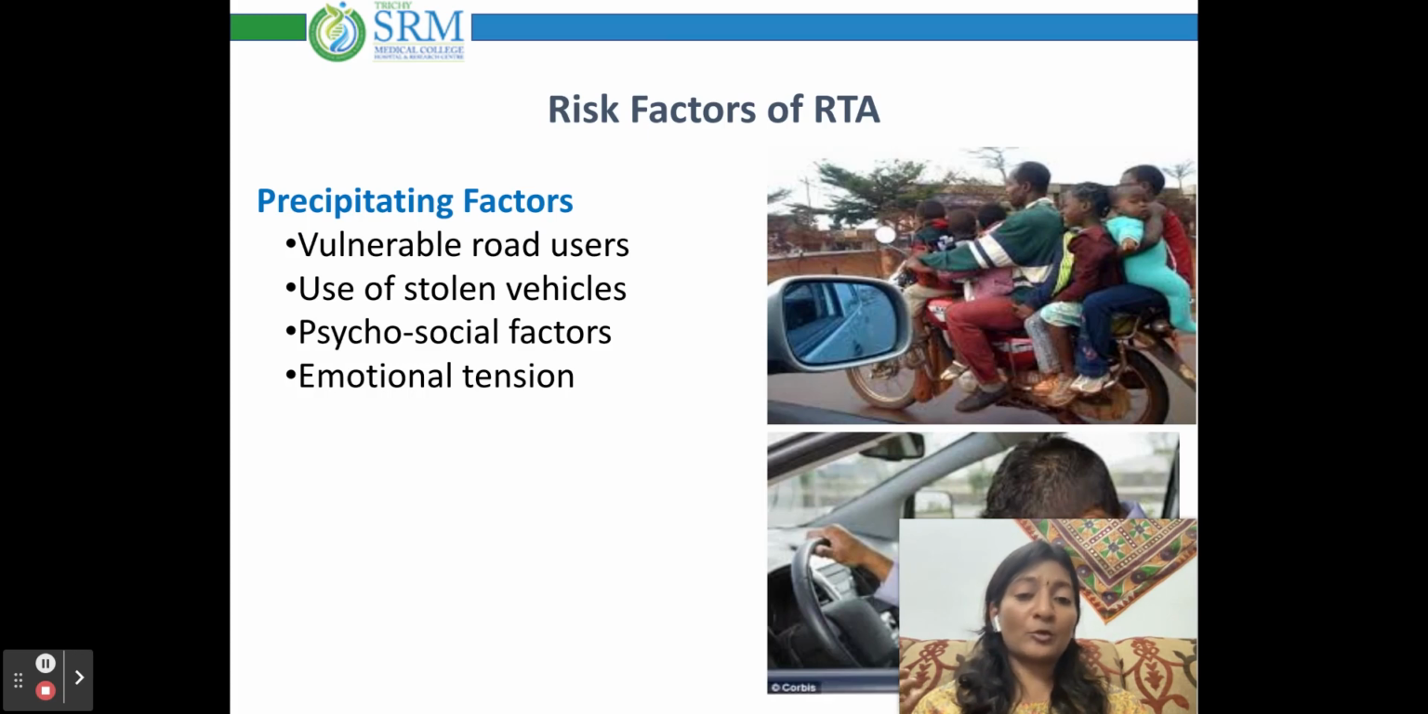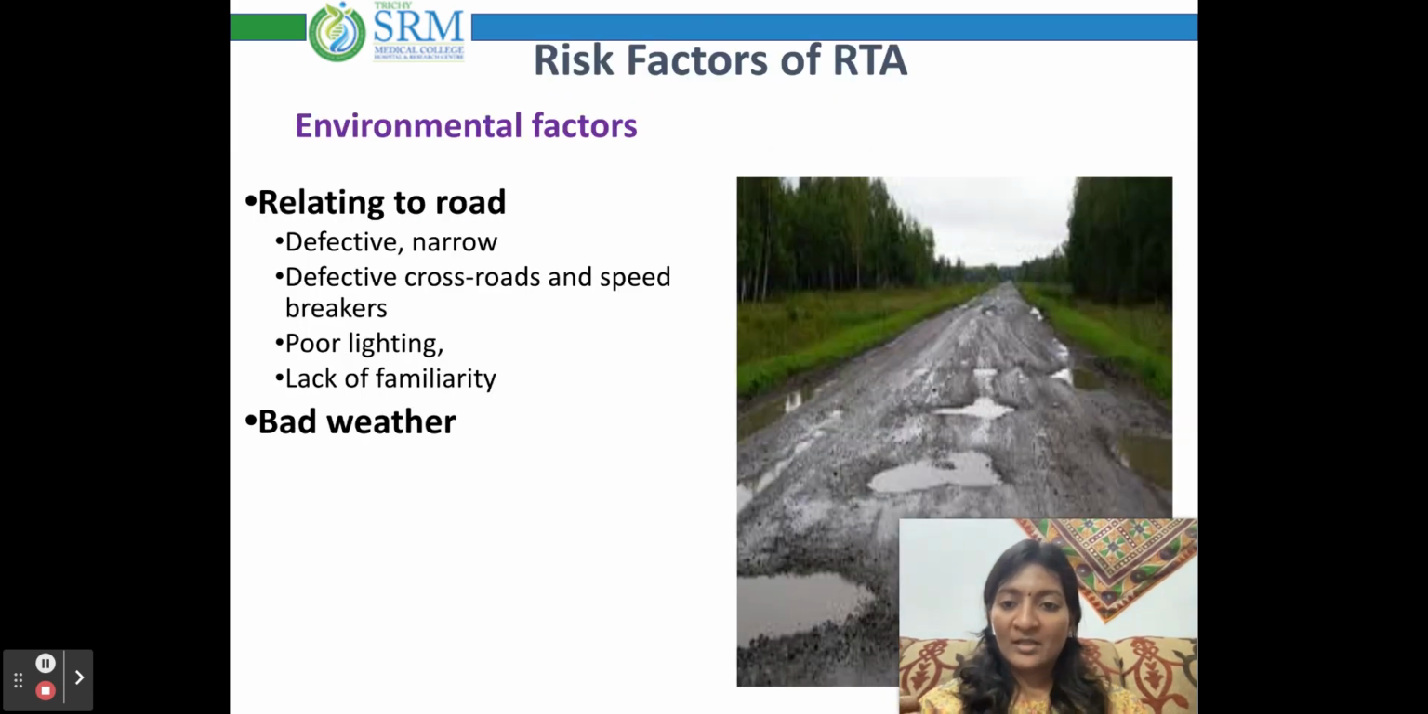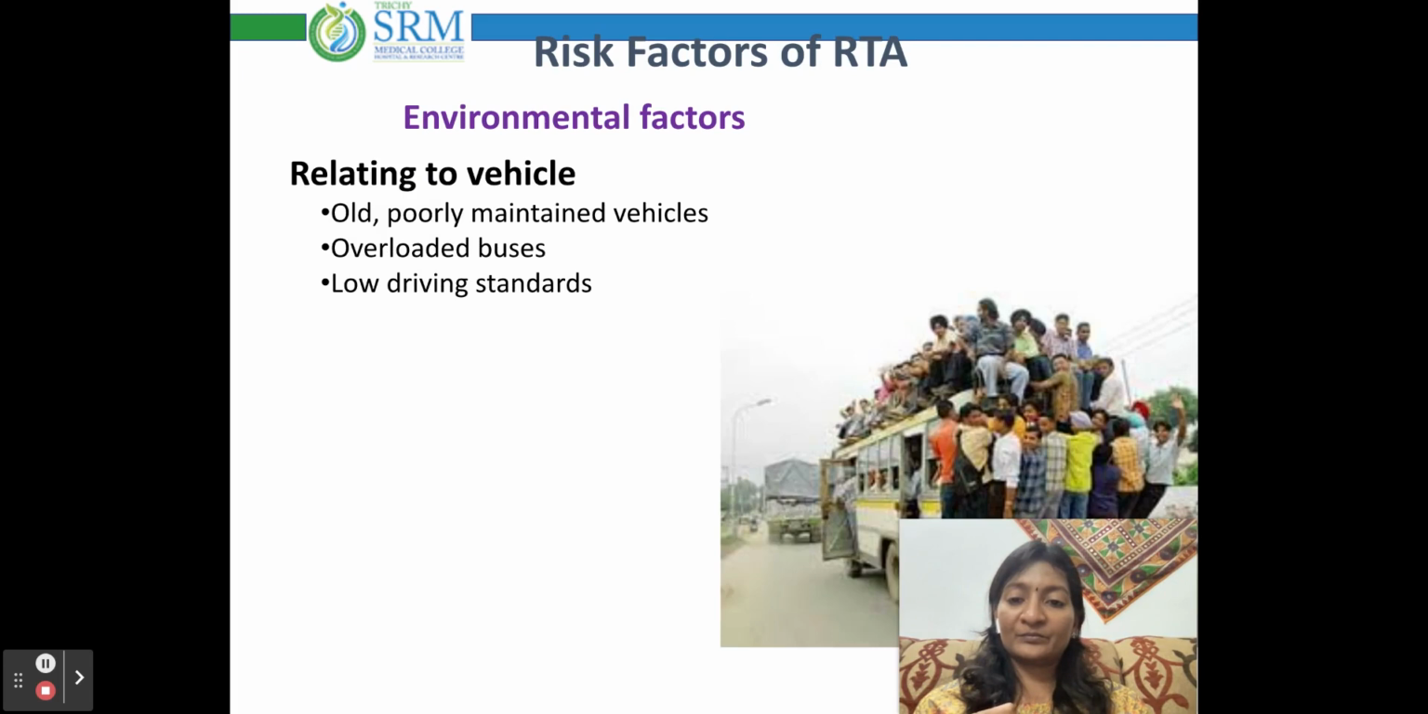Then other precipitating factors include vulnerable road users, use of stolen vehicles, psychosocial factors, and emotional tension. Environmental factors relating to the road include a defective narrow road, defective crossroads, speed breakers, and bad weather. So these are all the environmental factors which lead to road traffic accidents. Thus we have seen the agent, host, and environmental factors.